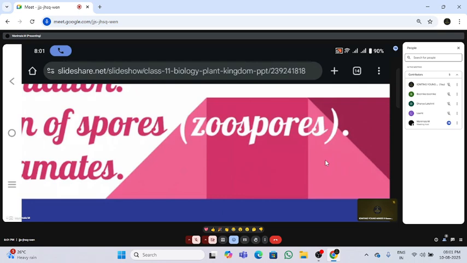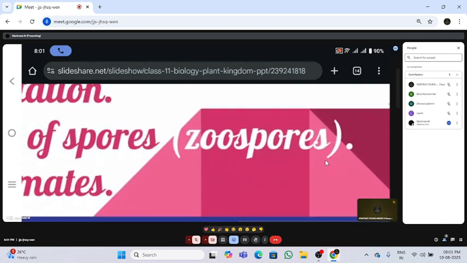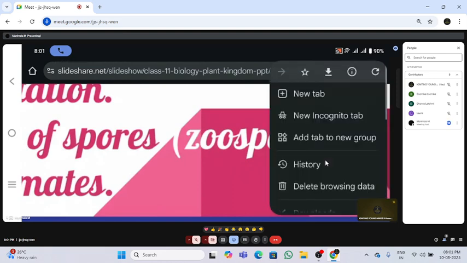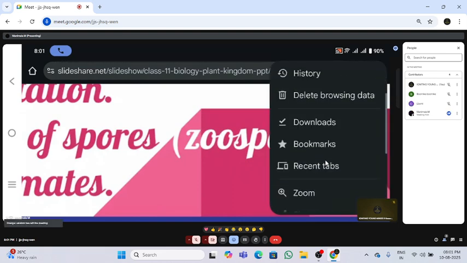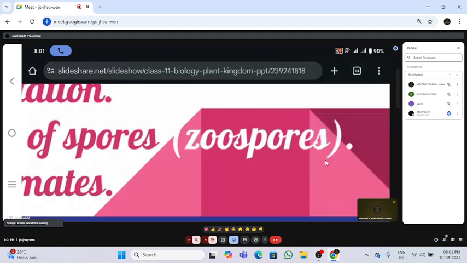I told you some common types of zoospores. What are the types of zoospores we have? Make a note. Aplanospores, spelled A-P-L-A-N-O, spores.